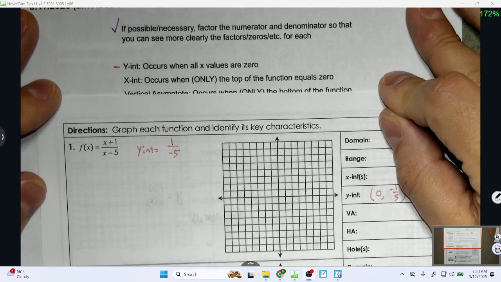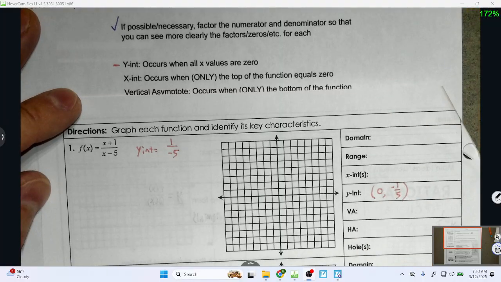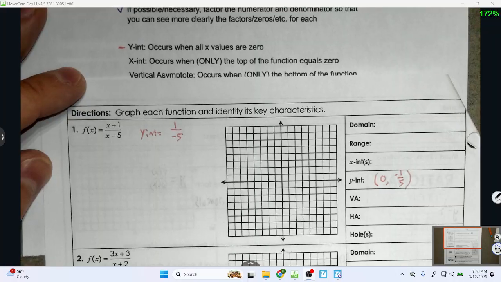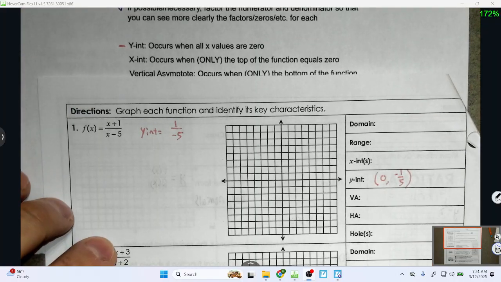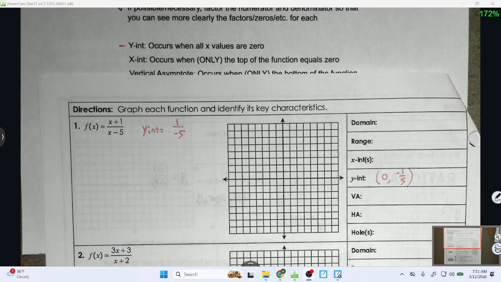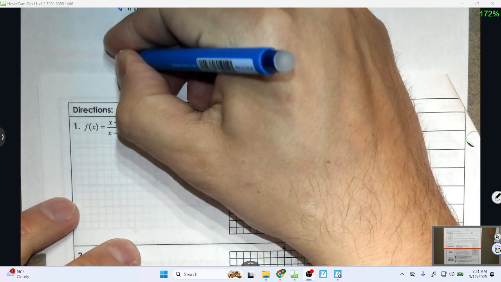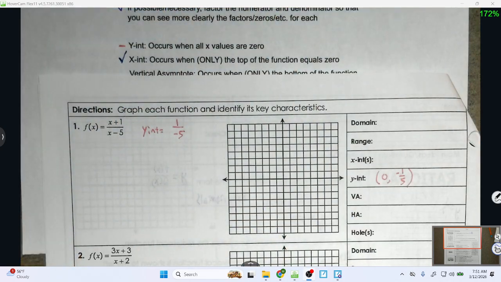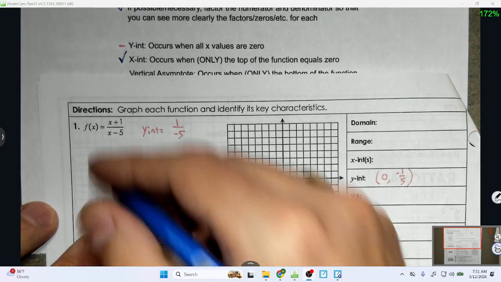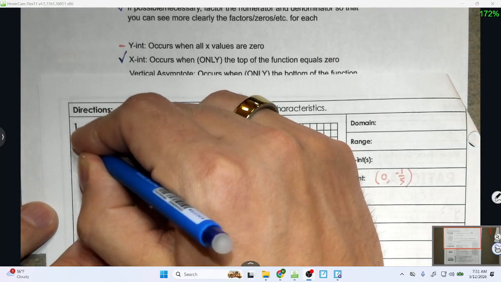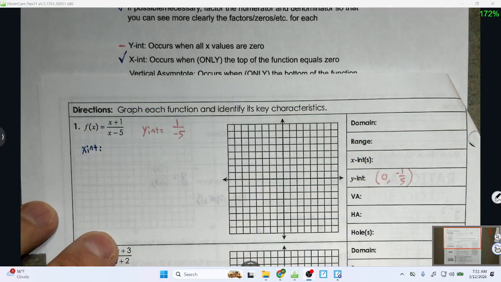That occurs when only the top of the function is 0. So we want just the top to be 0. So here we are, we're going to go blue, I guess. We want just the top to equal 0. So when the top is equal to 0, that's the x-intercept, because when the top is equal to 0, the whole thing's equal to 0, correct? 0 divided by any number is 0, right? So if the top of a fraction's 0, the whole fraction's 0.